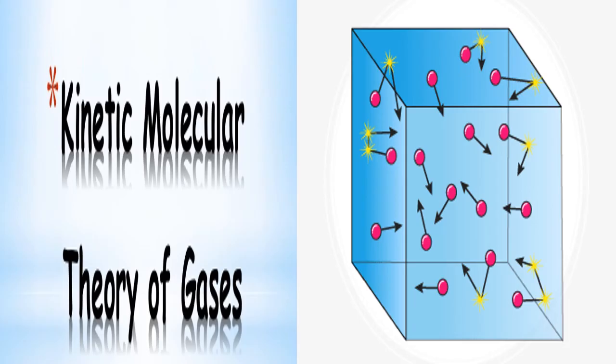So the average kinetic energy of all the particles of the gas is directly proportional to absolute temperature. Means what? Increase in temperature increases the speed, increases the kinetic energy, thereby they move fast, thereby they collide, thereby they give out the pressure. So all these are related to each other. Okay, so this postulate supports all the gas laws given by the different scientists. Okay, right. So now we'll see one by one.